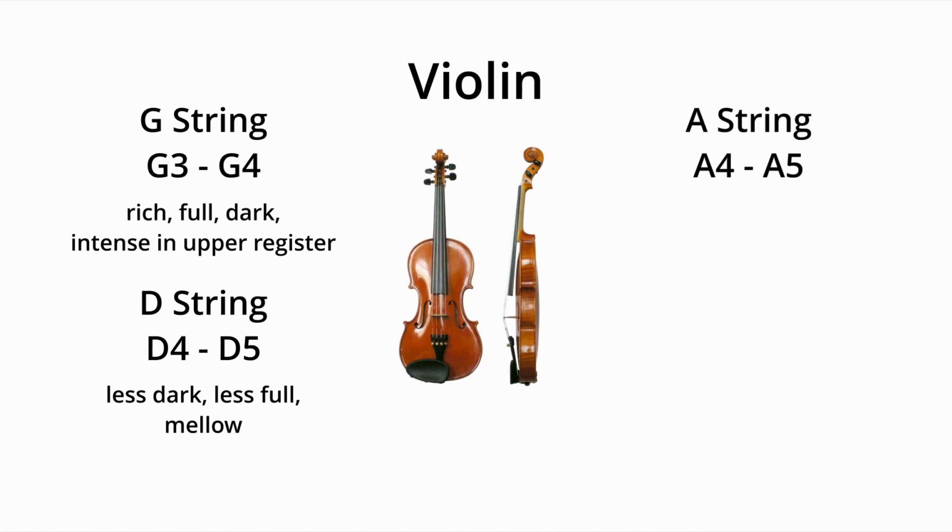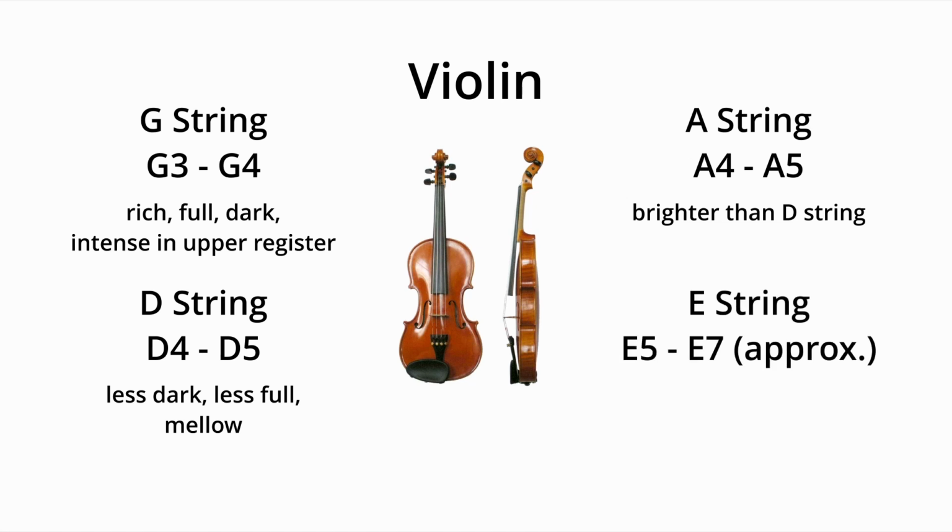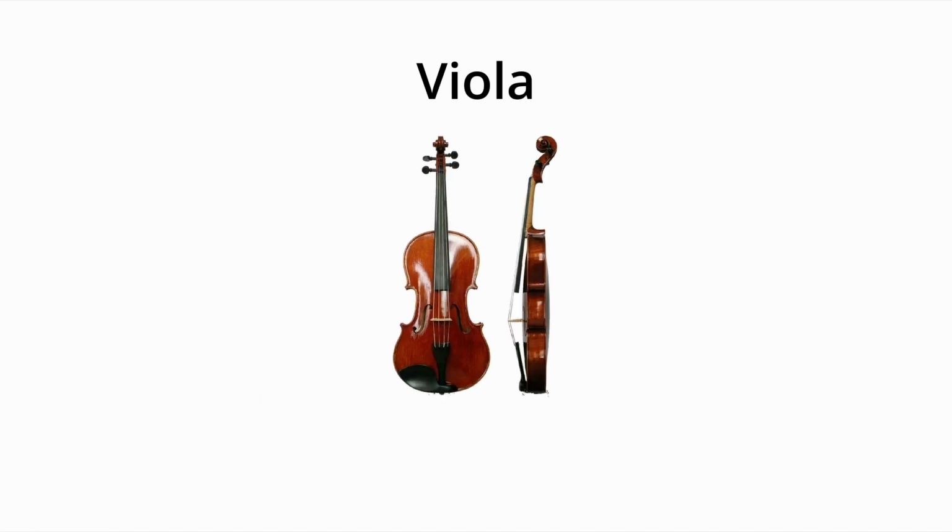The A string has a range from A4 to A5 and is overall a bit brighter than the 2 lower strings. Finally, the E string has an approximate range from E5 to E7 and is brilliant, bright, and piercing in its highest range. Although a violinist can go higher than the E7, this is a safe, practical range for orchestral writing. Next up is the viola.